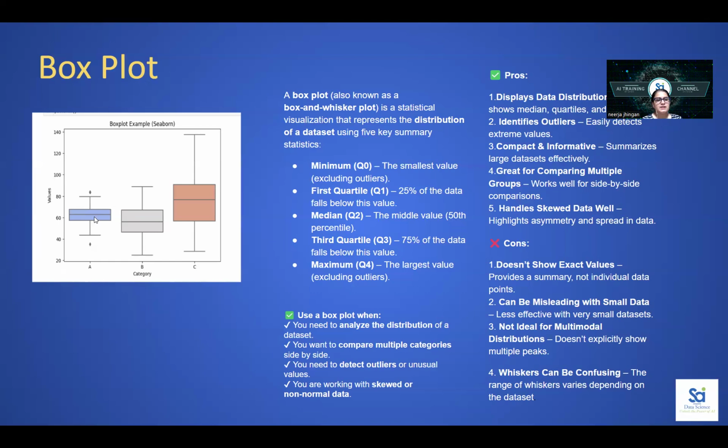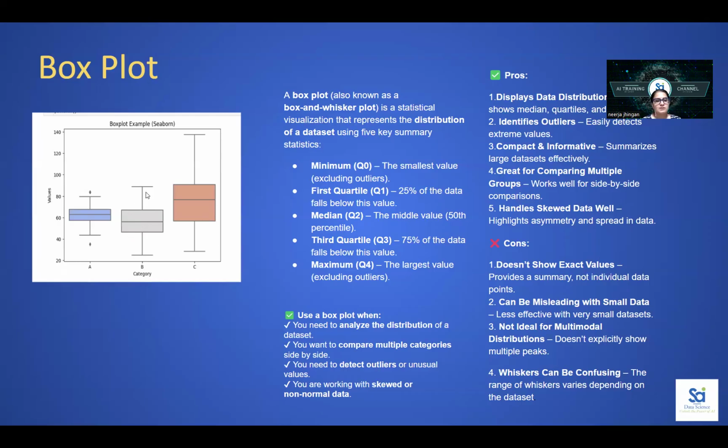These square boxes are divided into these ranges. Minimum range Q0 is the smallest value excluding outliers. It will not show the outliers in this. The first quartile shows that 25% of the data fall below this value. We can assume this is quantile 0, this is 25%, and this is your median. Above this is called your third quartile, and this is the maximum. If you have some data points here, you can see these dots; these are called outliers. And these are your quartiles: Q0, 25%, this is the median or 50%, and this is 75%.